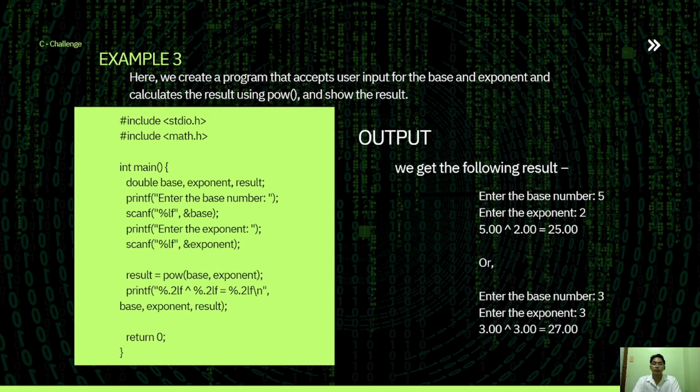Example number 3. Here we created a program that accepts user input for the base and exponent, calculates the result using pow and shows the result. When we run this, this is the output. Enter the base number 5, enter the exponent 2. The 5 becomes 5.0, and 5.0 raised to 2 equals 25. Or enter the base number 3 and the exponent 3. So 3 raised to 3 is 27.